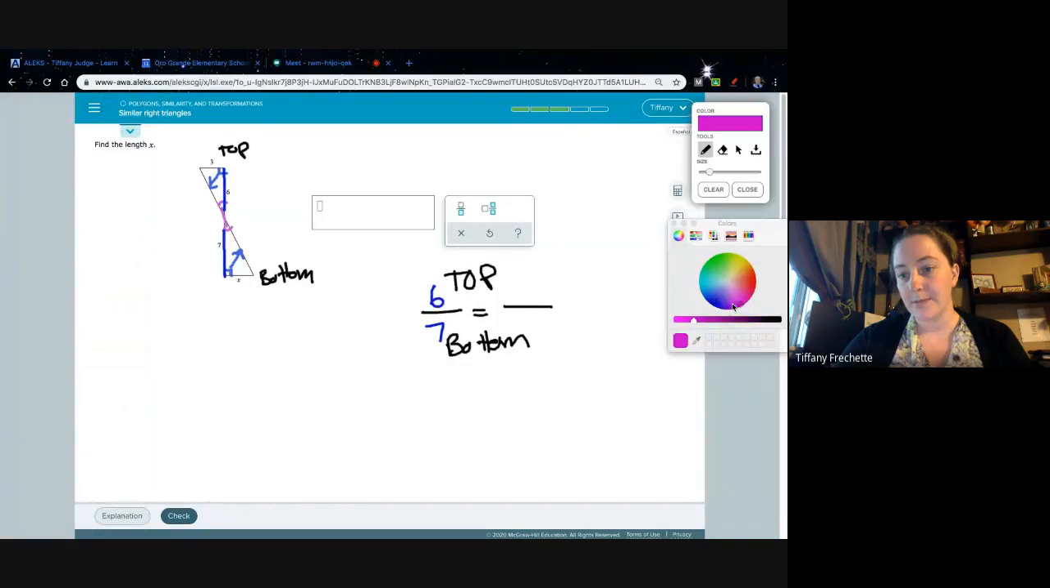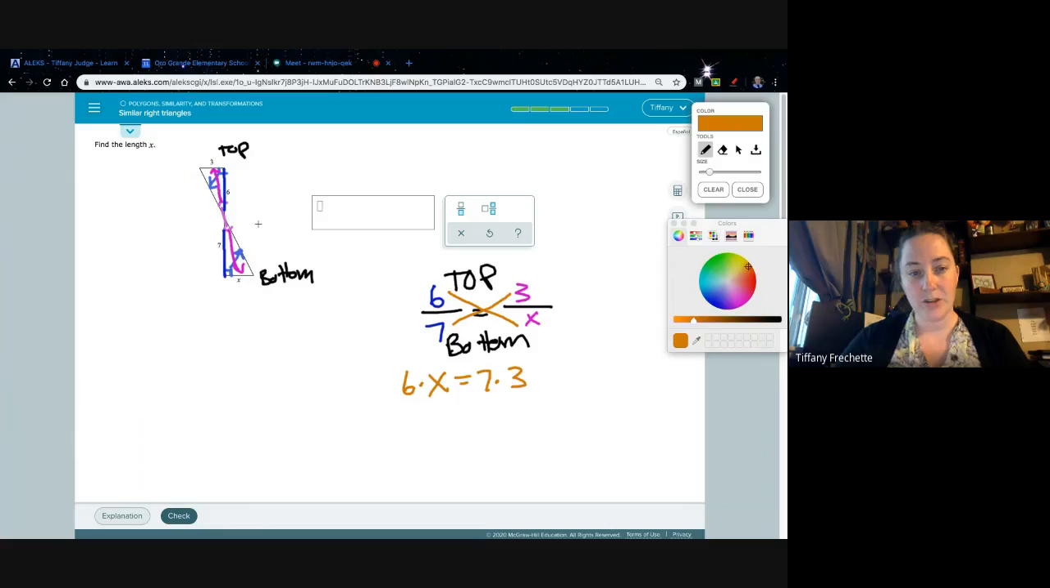So I'm going to go back to my pink. We can actually go across from the vertical angle, and there is something there this time. So across from the vertical angle on the top is 3. Across from the vertical angle on the bottom is x. All right, let's go ahead and work this out. So we get 6 times x and 7 times 3.